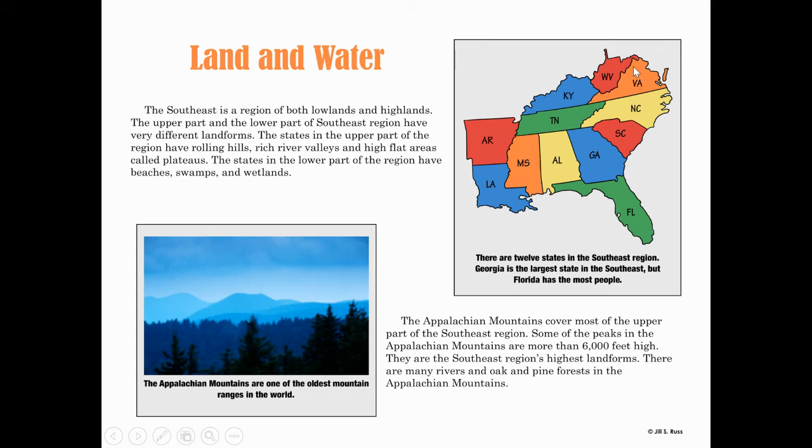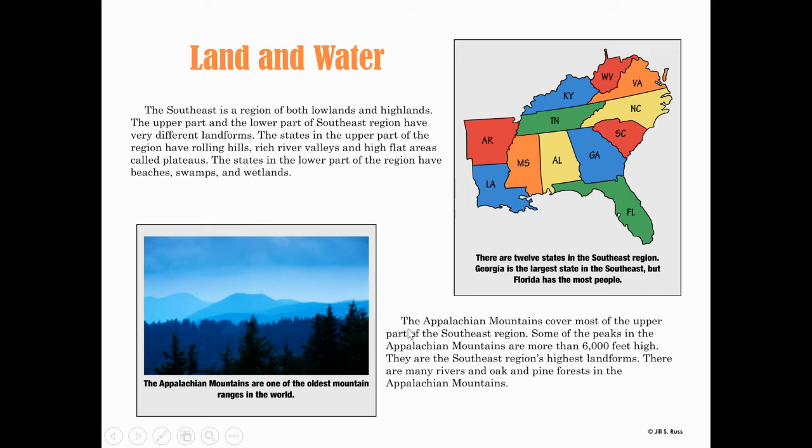So we're talking upper part, meaning West Virginia, Kentucky, Tennessee, Virginia, Arkansas, have these hills, valleys, and plateaus. And the lower parts, Florida, Georgia, Alabama, Mississippi, Louisiana, have beaches, swamps, and wetlands. I would go ahead and highlight those two sentences. The states in the upper part have rolling hills, rich river valleys, and high flat areas. The states in the lower part have beaches, swamps, and wetlands.